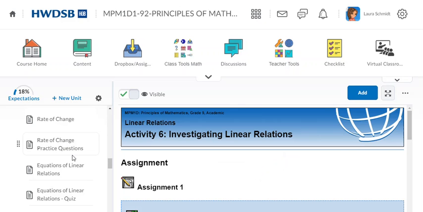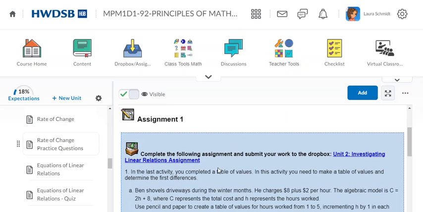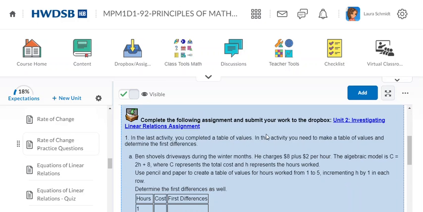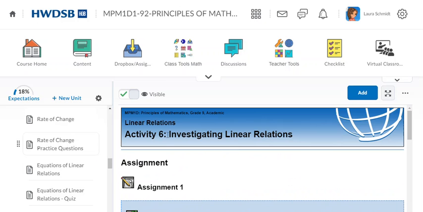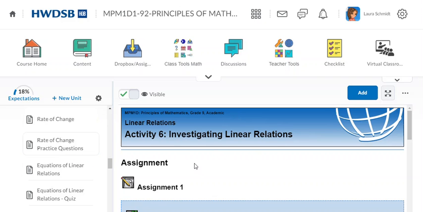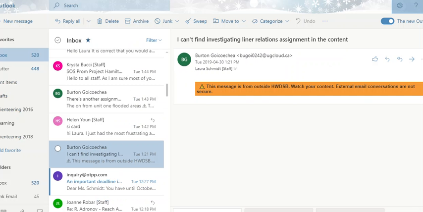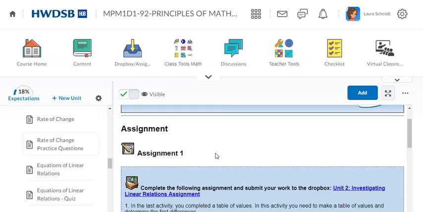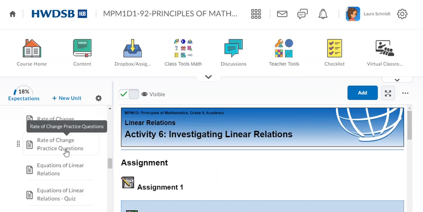Okay, so let's see. Rate of change practice questions. Yeah, it is this one. So see how the actual title is investigating linear relations, but over here it's called rate of change. I'll try to change that so that those actually are the same title because that's confusing. So sorry about that. I think that's what you're asking. Yeah, so that assignment is actually the rate of change practice questions.